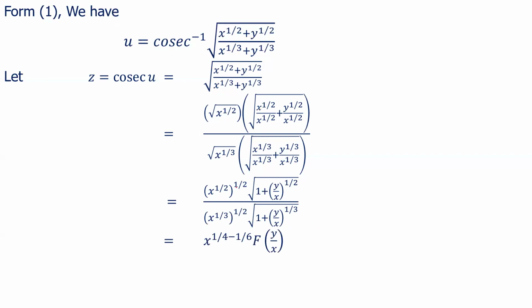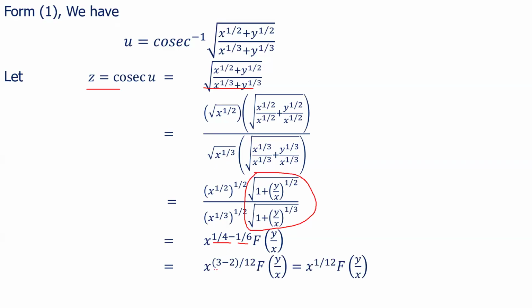So this is x to the power 1 by 4, and this is my x to the power 1 by 6. It is in the denominator. So if we take it into the numerator, it will be minus 1 by 6. And f of this part is nothing but a function of f of y by x, whose degree is 0. So ultimately, this z is a homogeneous function of x and y of degree, if we simplify it, 3 minus 2 upon 12, meaning x to the power 1 by 12.